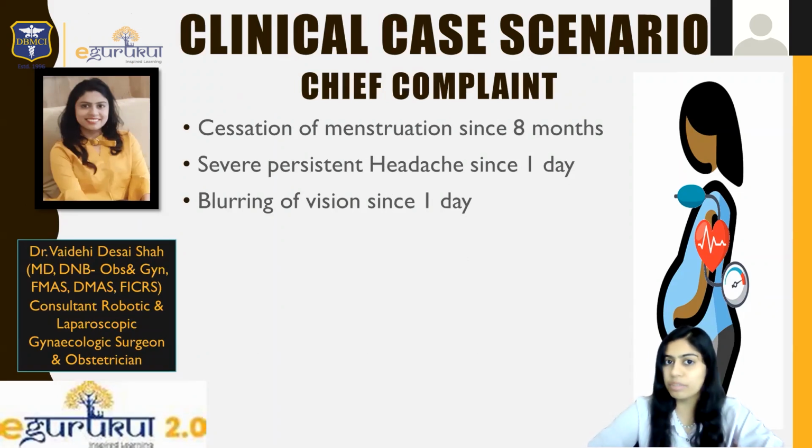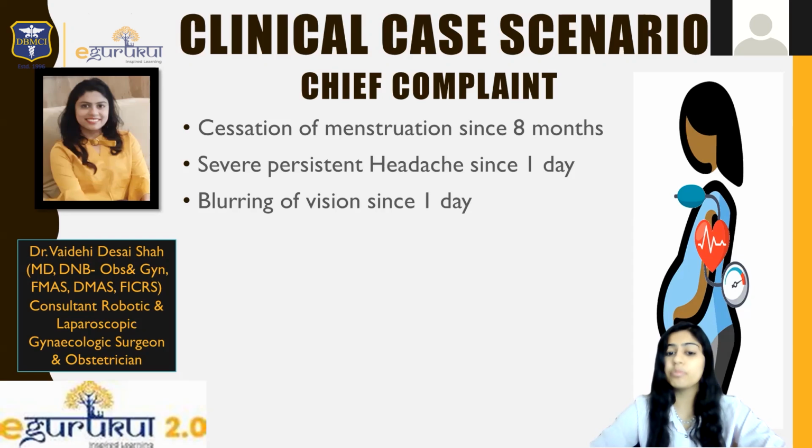So when we took the history of the patient, she came up with chief complaint of cessation of menstruation since 8 months. Remember that whenever a patient reports amenorrhea, the patient would always report amenorrhea in terms of months of gestation rather than the weeks of gestation. This patient had severe persistent headache and blurring of vision since 1 day, and this brought the patient to our OPD.